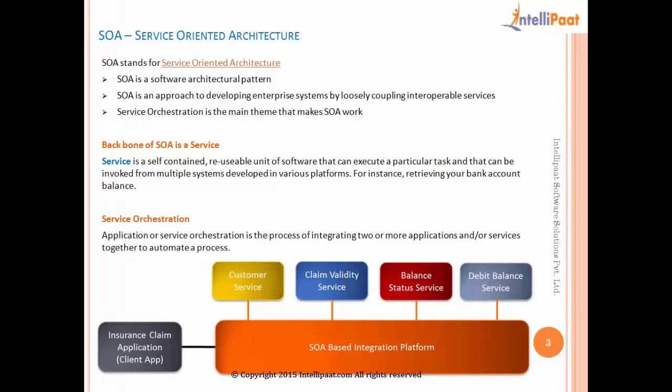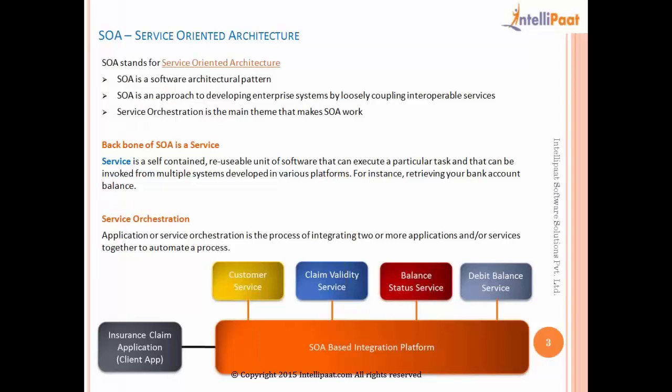Orchestration is nothing but the process of integrating two or more applications together to automate a process, meaning it's the process of making two or more applications or services talk to each other to solve a business problem. So that's what orchestration is all about. We are going to make one or more services talk to each other to solve a particular business process. And here the keyword is integrating two or more applications or services. Service is also a keyword.